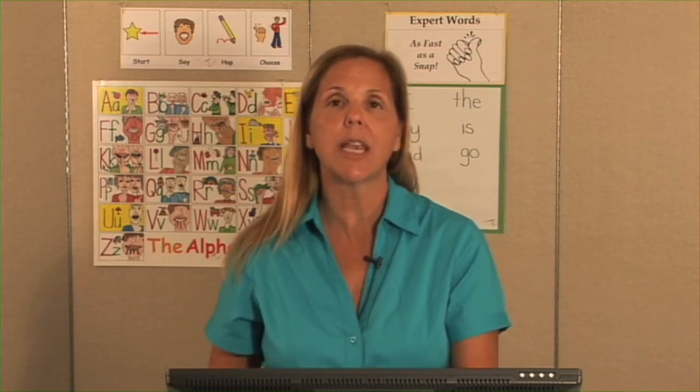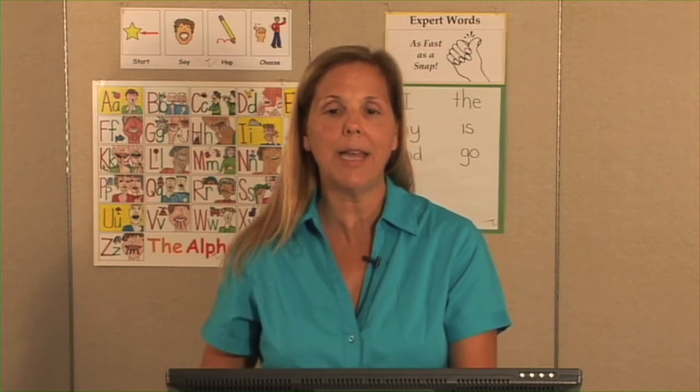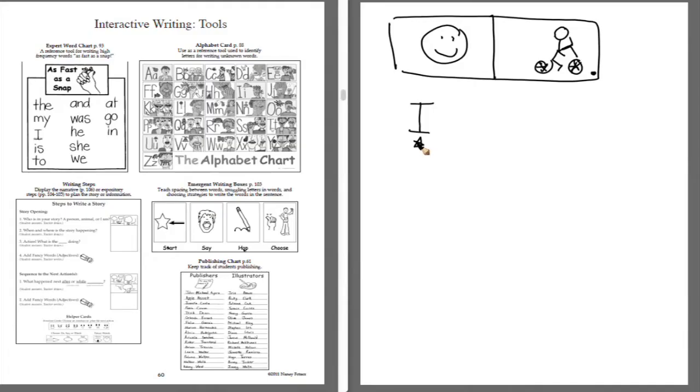That's the start. Say your sentence. I am on the bike. Read the sentence and hop between words. Ready? I am. Oh, we need to write the word am. That's our last box here. We need to choose how we write it.